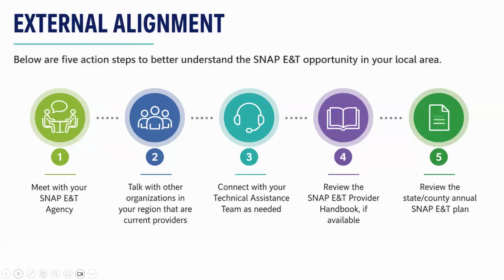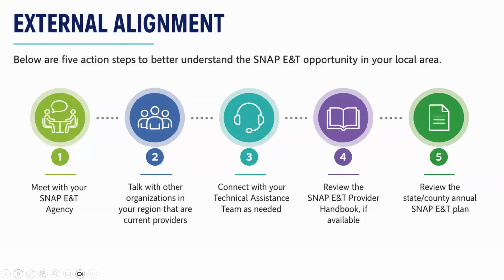Next, and I'll say the next 4, so 2, 3, 4, and 5 don't have to be in this order. Number 1 is number 1 for a reason, but the rest are all just really great opportunities to build. So the second one is looking at other organizations who have already engaged, already are contracted with your program. They can really tell you what is needed for this program, how it works.